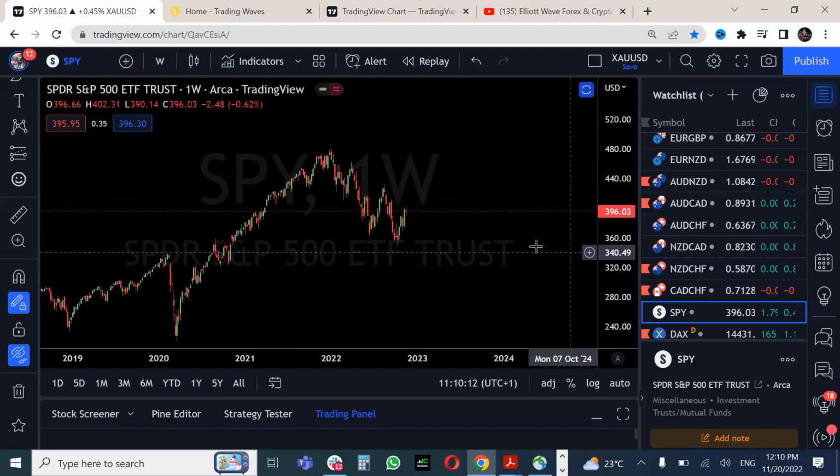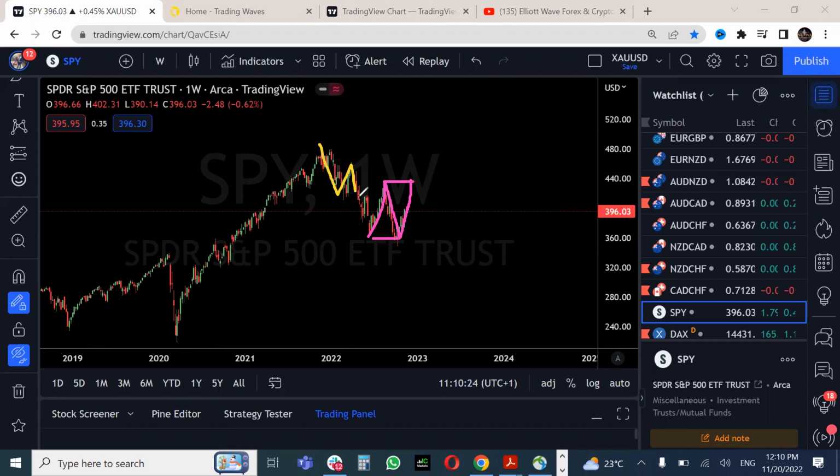So indices, there are 2 ways in which this can play out. I'm on the weekly chart, I understand that, but I want you to see the structure and why we're focusing on this. There's an expectation that this can get back to around 440. Whether at 440 we're going to have a move to the downside will determine then. We're going to move down here.